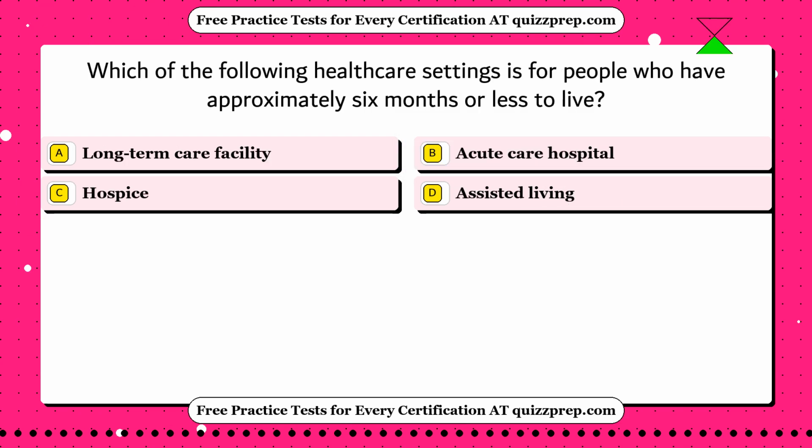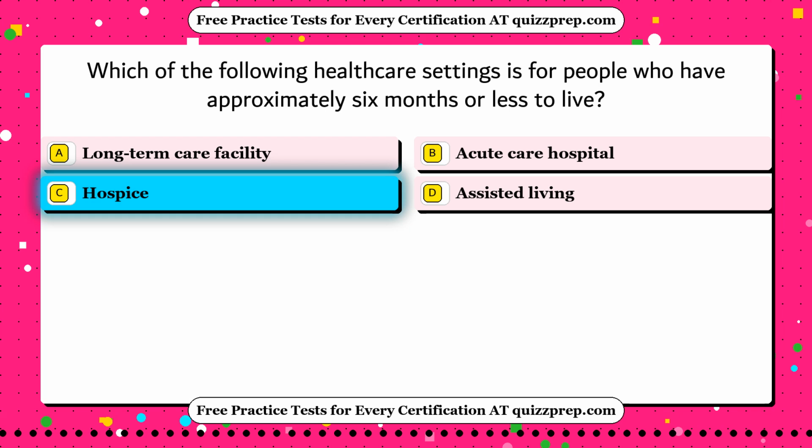Question 28. Which of the following healthcare settings is for people who have approximately 6 months or less to live? Option A, long-term care facility. Option B, acute care hospital. Option C, hospice. Option D, assisted living.